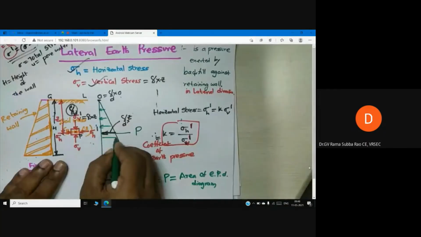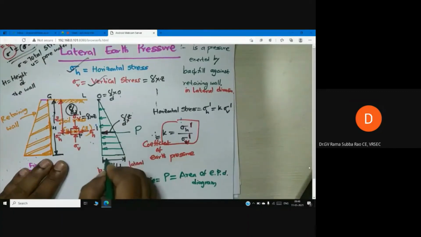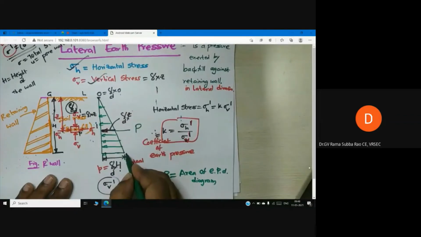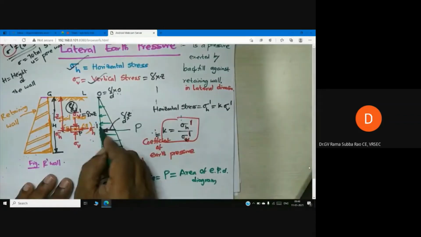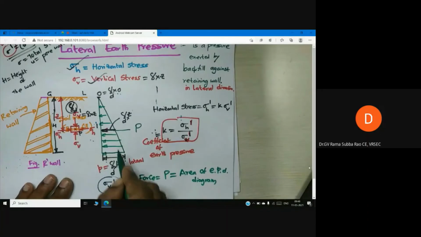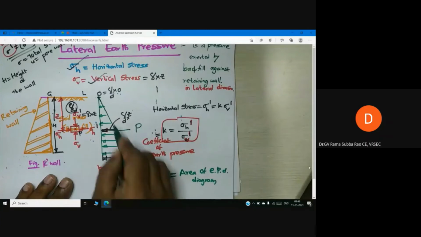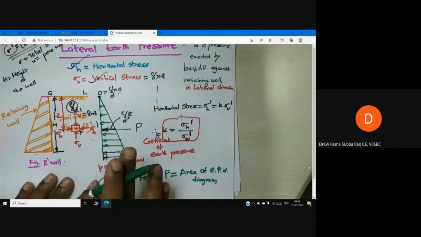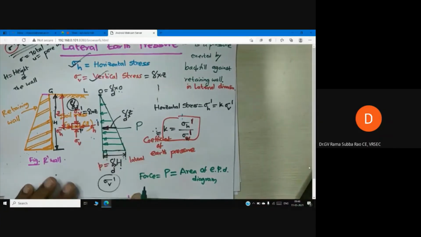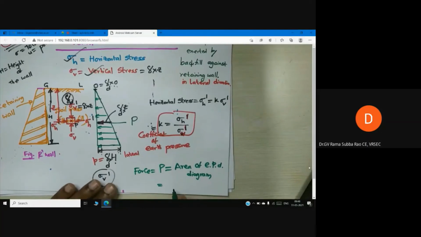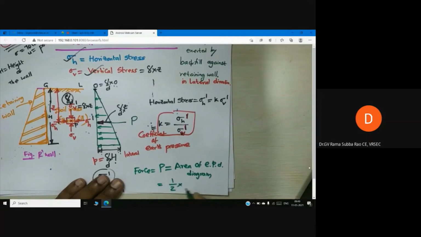So I need to calculate the area now. Because I am drawing it linearly, it is gamma into 0 here, it is gamma into H here, gamma into Z here. Once we join the extremities, we will get a linear variation, an absolute right angle triangle. I can see how to calculate area of the right angle triangle: half base into gamma D H into H.